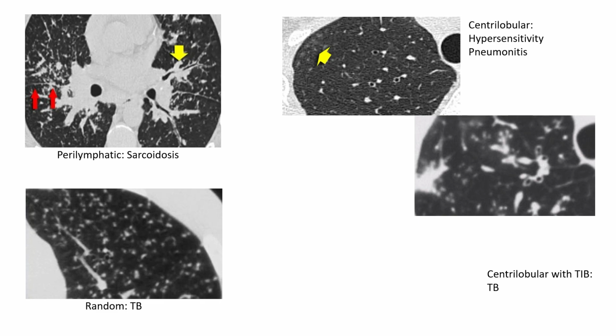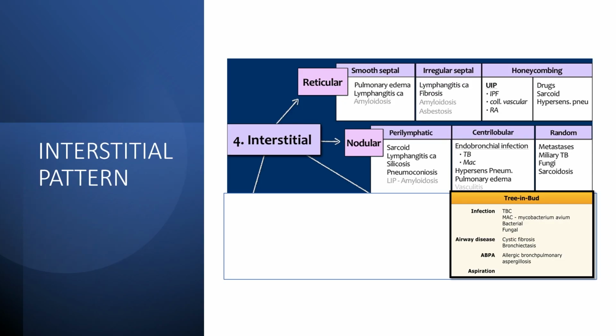One thing which can be seen in centrilobular nodules is the tree in bud appearance. Can you see this tree in bud here? Just like a budding tree. So what does it suggest? Don't say tuberculosis. It suggests endobronchial spread or airway involvement with active inflammation going on. So TB is common in India, but it is not the only differential here, right?